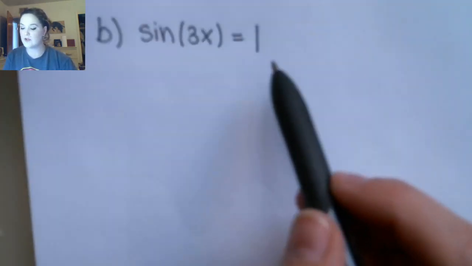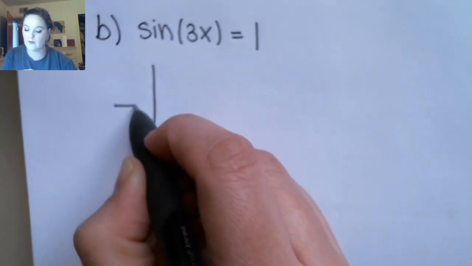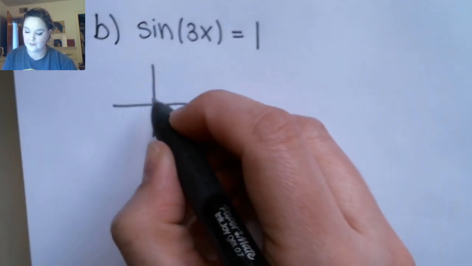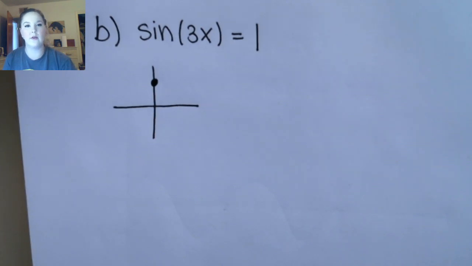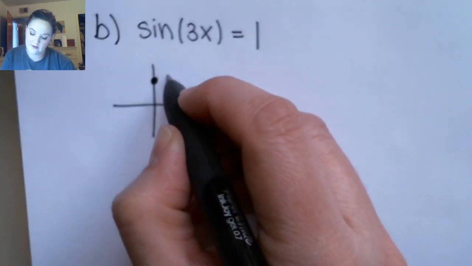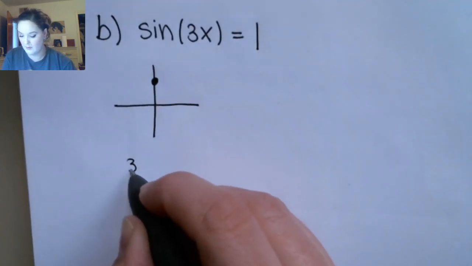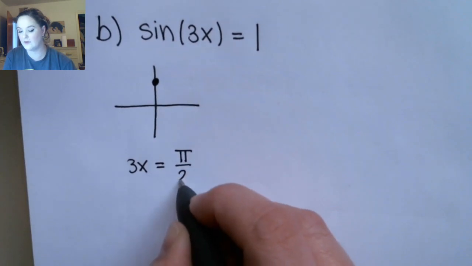So remember sine is y over r. So we're looking for an angle where the y-coordinate is 1. So here's where my y-coordinate is 1, and this is my angle. Remember, we're setting our whole argument equal to this angle. This is pi over 2.